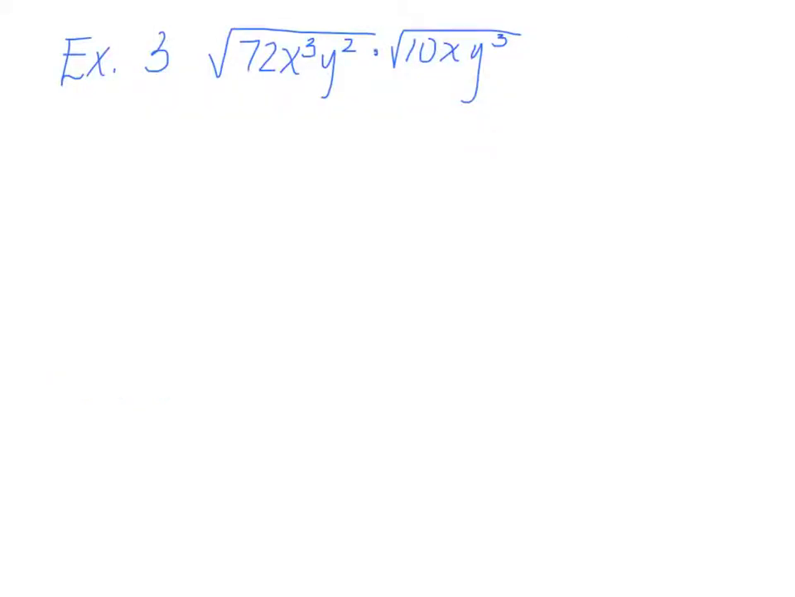Okay, so simplifying a product, you want to make sure the roots are the same, which they are, so you can multiply them together. So 72 and 10 will give us 720. And remember the property for exponents, when you're multiplying, you add them. So I have a total of 4 x's, so x to the 4th, and 5 y's, so y to the 5th. So then I'll break it down.